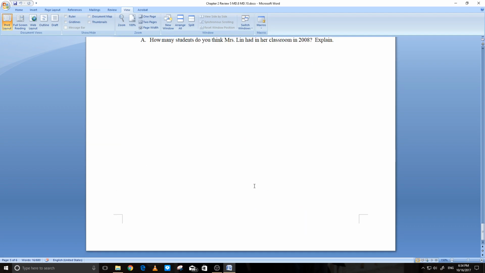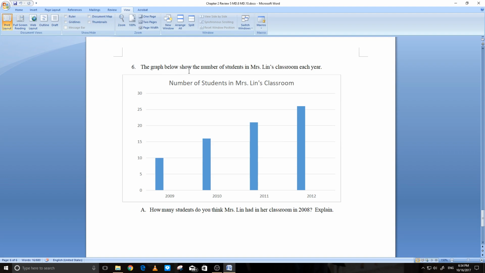Okay, let's look at the last question. The graph below shows the number of students in Miss Lin's classroom each year. Okay, look over here. 2009, 2010, 2011, and 2012. The question is asking, how many students do you think Miss Lin had in her classroom in 2008? Explain. Oh, the year 2008. Is it on the graph? Wait, it's not. So how am I supposed to figure out how many kids she had in 2008?